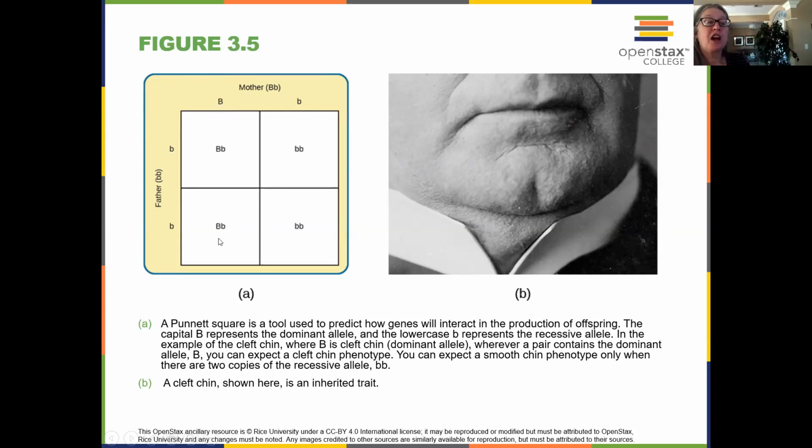The mother can only give the child either the small b, or here she's giving the capital B, the dominant, the cleft chin. The father can only give the recessive trait because that's all that he has. Now these children, if this is your phenotype, you're going to be like the mom. You're going to have a cleft chin, but you're carrying that recessive trait. If the child looks like this, however, he's going to look like the dad, and he's not going to have the cleft chin. He's got the two recessive genes. So you can see here how the recessive and the dominant genes, that's the genotype, affect the phenotype.